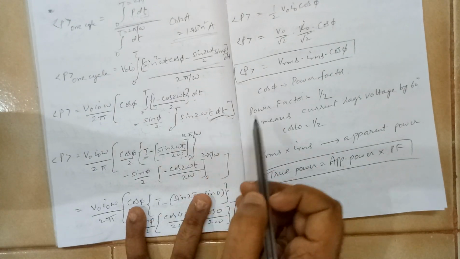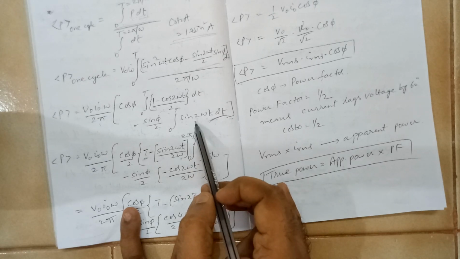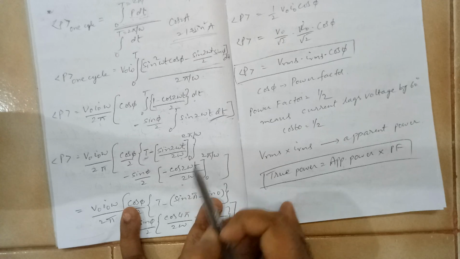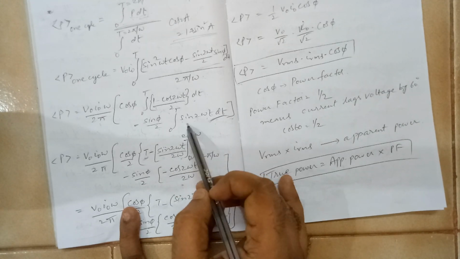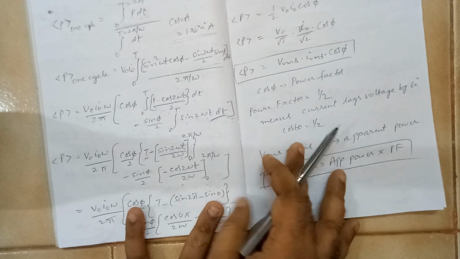Similarly, let us come to this now. Sin phi by 2 outside, integration of sin of 2 omega t will be minus cos 2 omega t divided by 2 omega. Whenever you get out now, you differentiate this, you will get this value. So you have to put lower and upper boundaries.